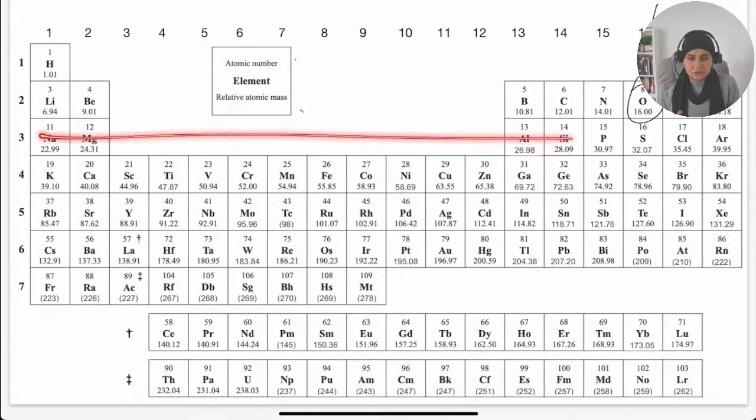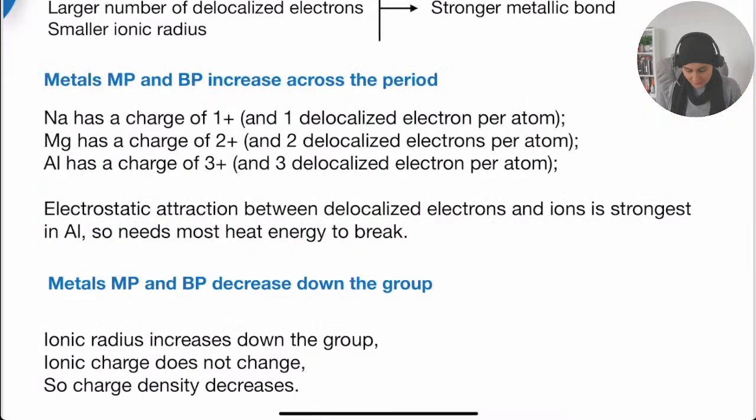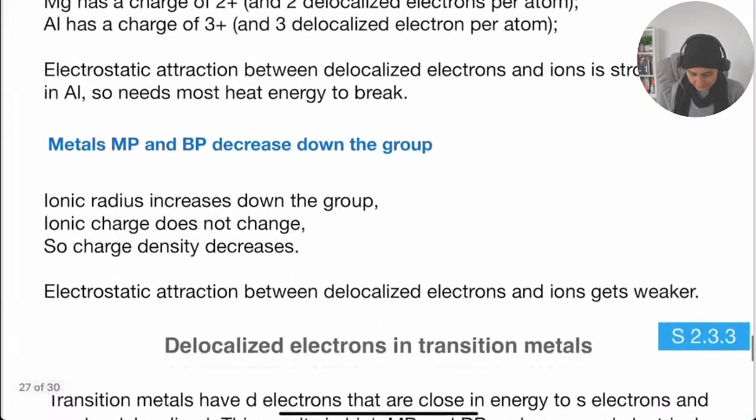Now, if they ask you to explain the trend in melting points across period 3, for example, you have to understand that metal stops here. Silicon is not a metallic lattice, it's giant covalent, so you have to refer to giant covalent lattices. These guys are simple molecular. So it's not like the boiling point or melting point increases across the period. That's completely wrong. We talk about metals separately, then silicon separately, and these guys separately. Fine. Next one.